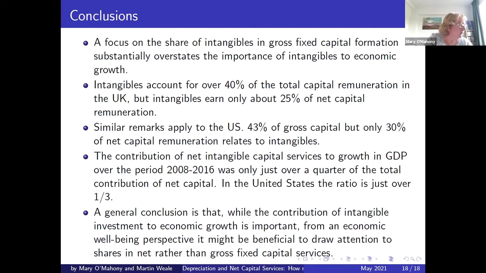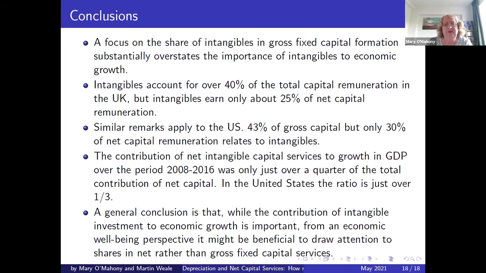So finally, just a couple of conclusions. I've put the figures I mentioned there. Intangibles account for over 40% of the total capital remuneration in the UK. But when you use a net capital remuneration, net capital concept, then that goes down significantly. It also goes down for the US, with less. And the contribution to growth of net intangible capital services is much lower if you use a net rather than a gross approach.